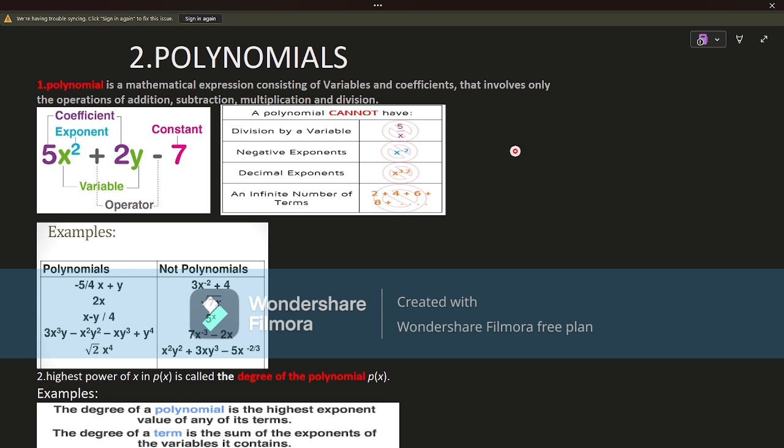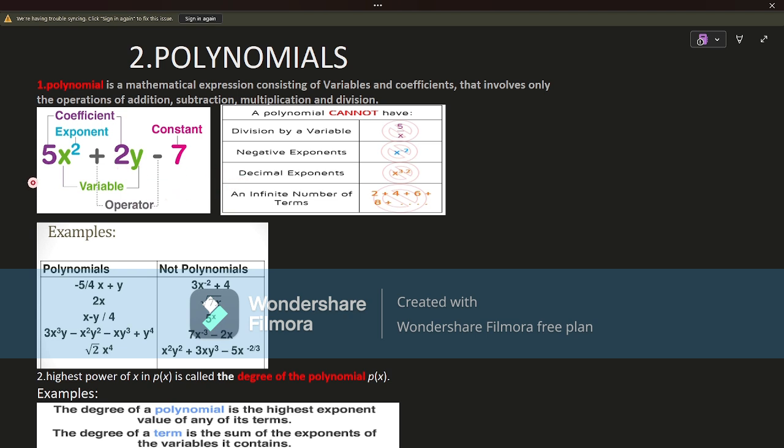The topic we'll discuss today is polynomials, chapter 2 of class 10 in the state syllabus of Andhra Pradesh. A polynomial is a mathematical expression which consists of variables and coefficients that involve only the operations of addition, subtraction, multiplication, and division. Here we can conclude what is a polynomial and what is not a polynomial. By observing the expressions, we can conclude whether it is a polynomial or not.